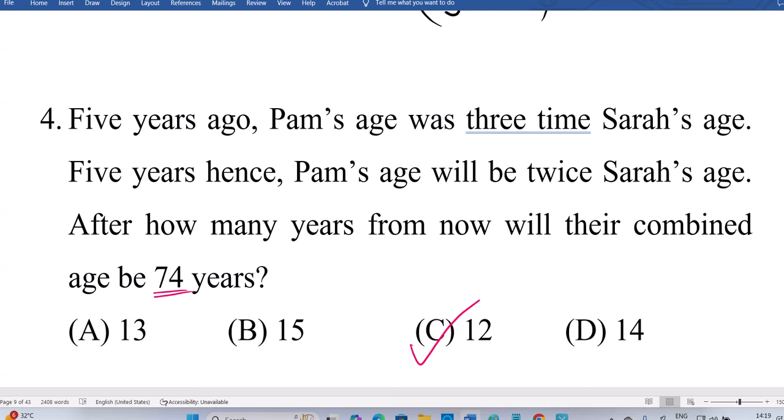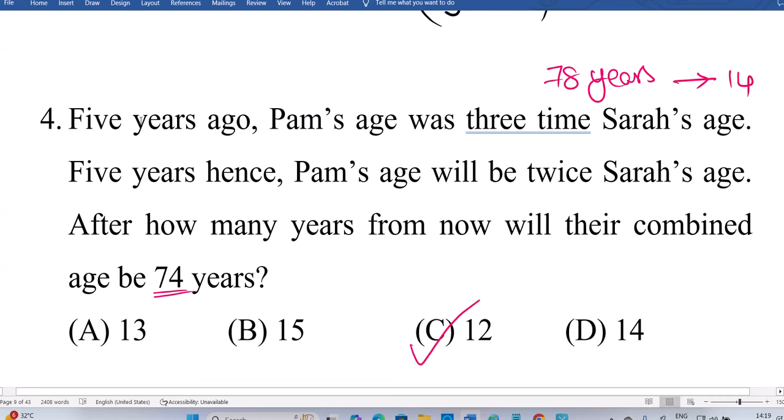Okay, this is an ages question. Don't directly mark 12. It depends on the last line. Combined age is 78, combined age is 74. 74 means the answer is 12. If combined age is 78, then the answer will change. Why, sir? Okay, that you can also mention somewhere. If combined age is 78 years, then the answer will be 14, for the same question.